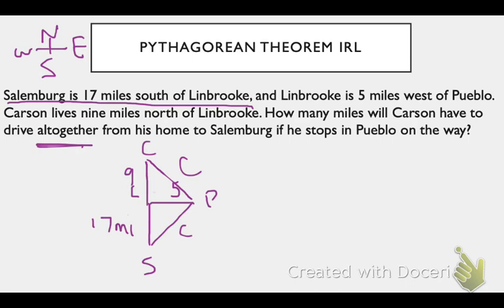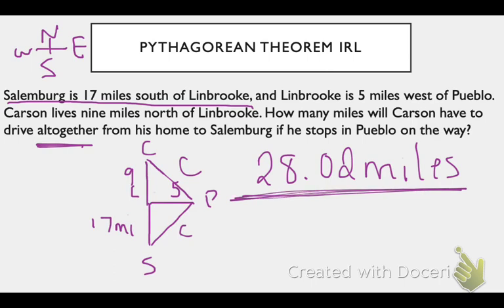All right, so you should have gotten that Carson's going to have to drive 28.02 miles to get from his house to Salemsburg if he stops in Pueblo on the way. Make sure you're labeling your answers. Okay, and if you want extra bonus points from me, you can write a sentence, and that would be awesome. All right, come bring me your notes.